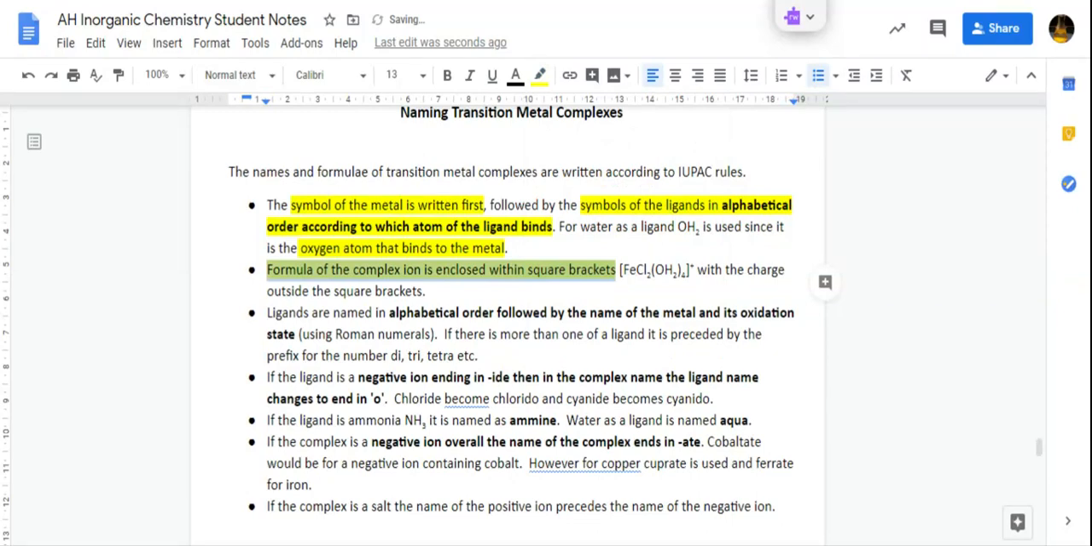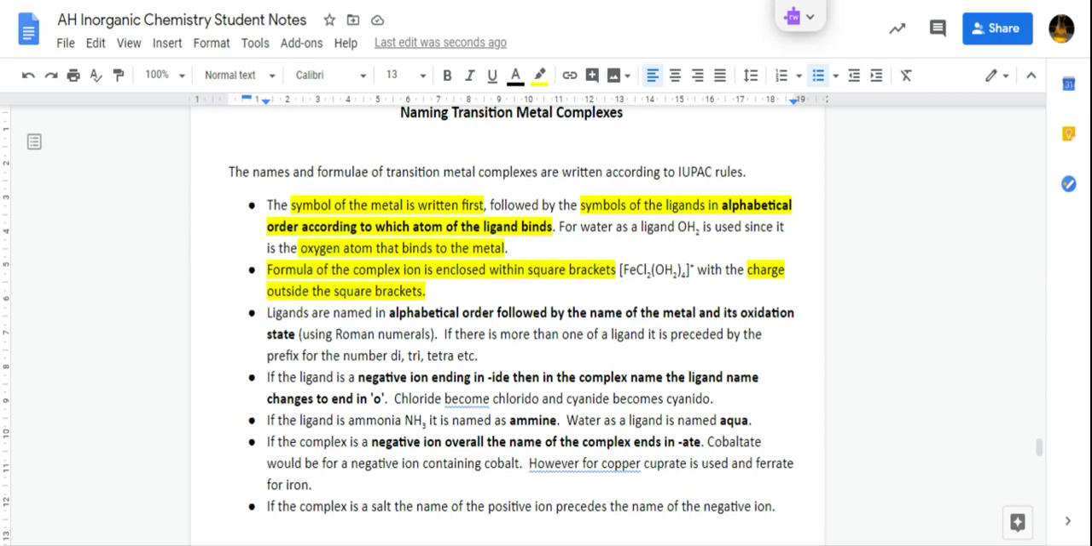And then the charge for the complex ion is outside the square brackets. So this one here, you can see that we've got 2 chloride ions and 4 water molecules. So the chloride comes first because alphabetically C comes before O. The overall charge on this complex ion is a single positive charge.